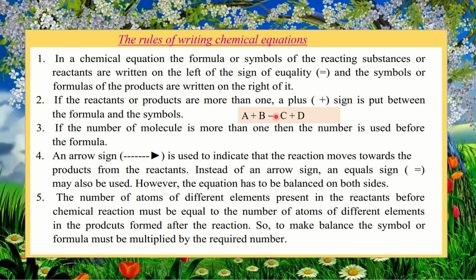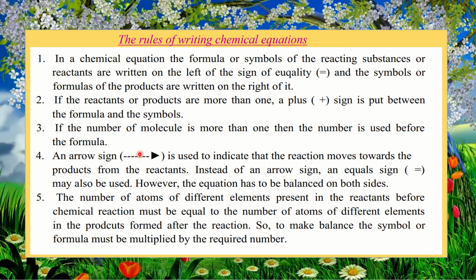and after balancing also. Now, if the number of molecule is more than one, then the number is used before the formula. For example, suppose here 2 molecule A reacts with 1 molecule B. That means in reactant side there are 2 molecule A and 1 molecule B. So this 2 is written before A. And on the product side there are 1 molecule C and 2 molecule D. So here also the number of molecule is written on the left side of the product D.